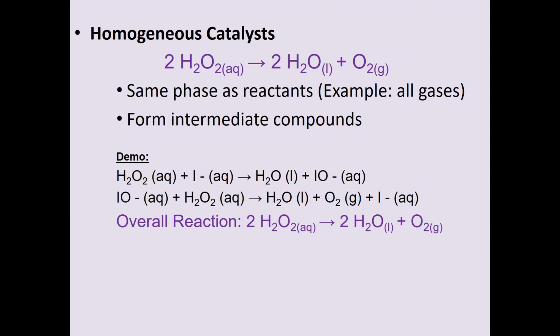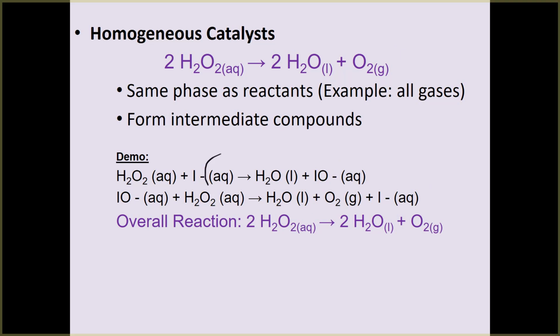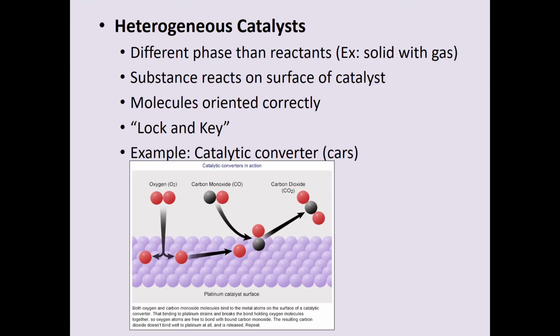I forgot to mention these are homogeneous catalysts because they're at the same phase. Do you see how the catalyst is aqueous and the hydrogen peroxide is also dissolved in water? And so because it's at the same phase, we call it a homogeneous catalyst. Other catalysts are in different phases. Very common, we will have a solid catalyst and then we'll have the gaseous reactants. So because they're in different phases, solid and gas, that's known as a heterogeneous catalyst.